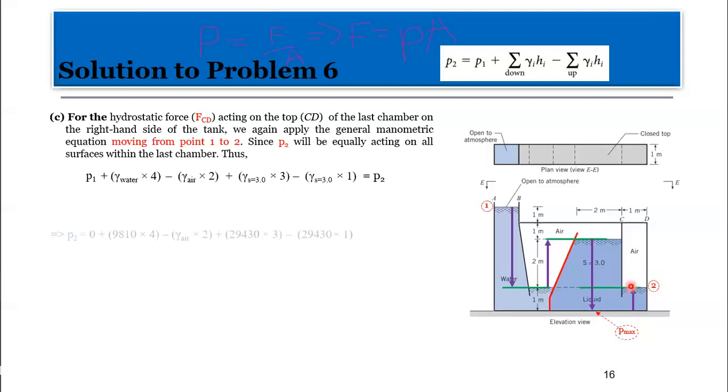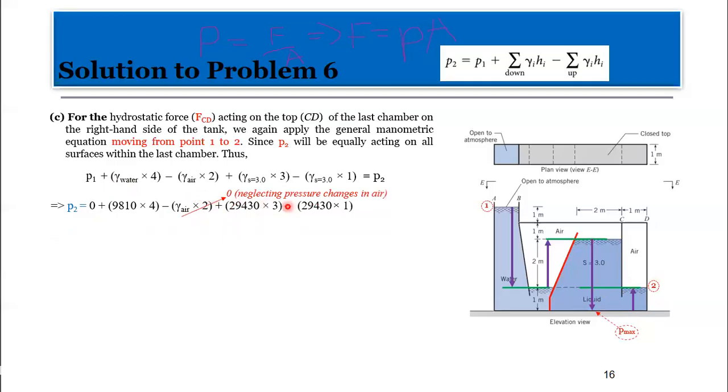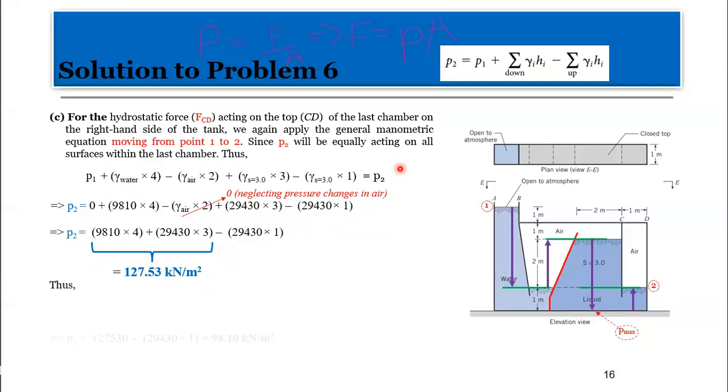All right, so if we simplify this, we end up having P2 equal to that 0 in the sense that it's exposed, and then we neglect pressure changes in air. And then we end up having P2 to be this expression. And this, remember, is just the maximum pressure we obtained, right? So this value will decrease the pressure by that. So we end up having 98.1 kilonewton per meter square, right?